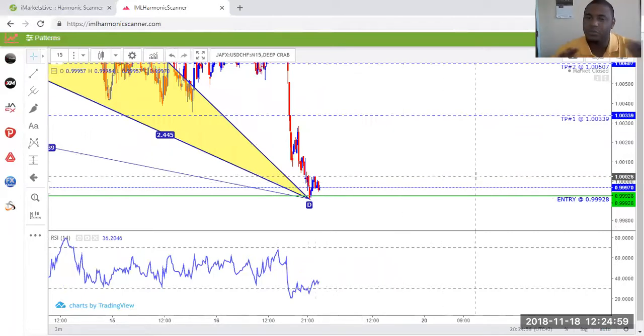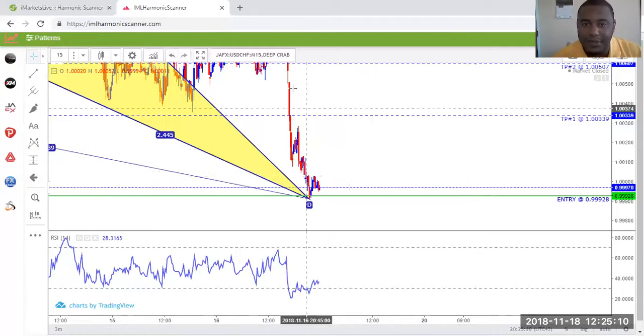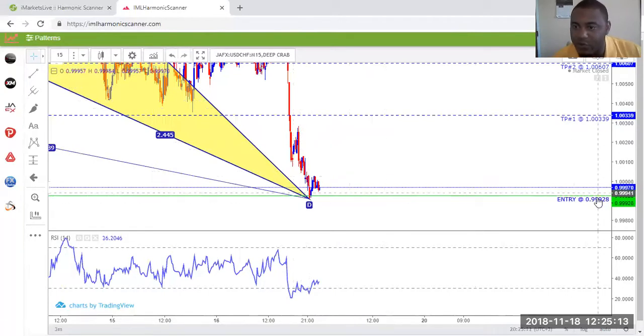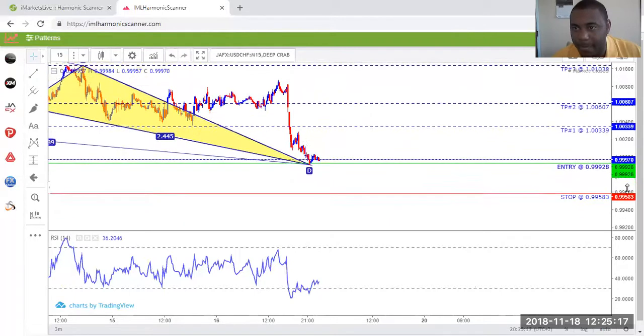I don't want to get too into it. If you want to learn how to use the harmonic scanner, you basically go on IML TV and understand how the master traders use it. For me personally, I see price came down. It went to the entry point, to turn around, and it's possibly going up to TP1, TP2, TP3.